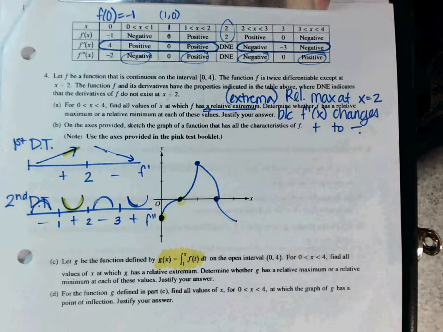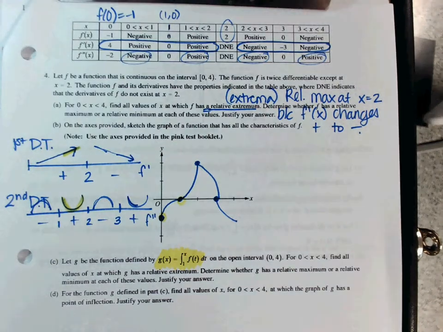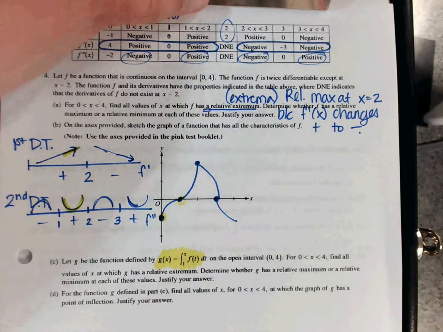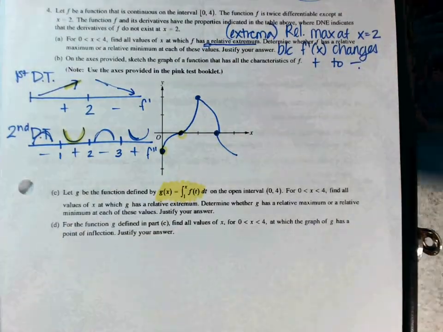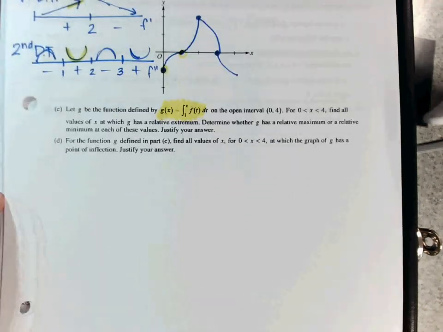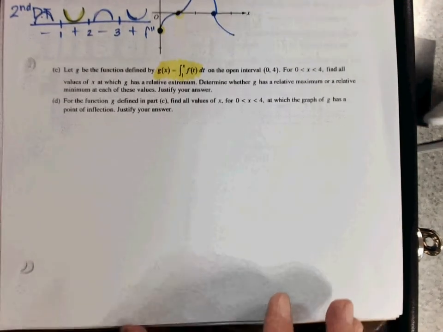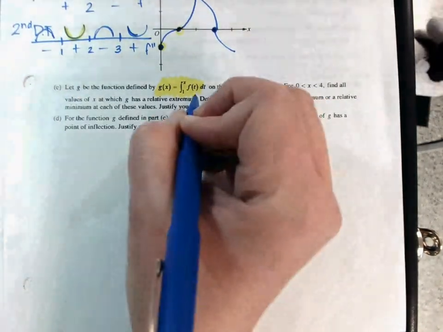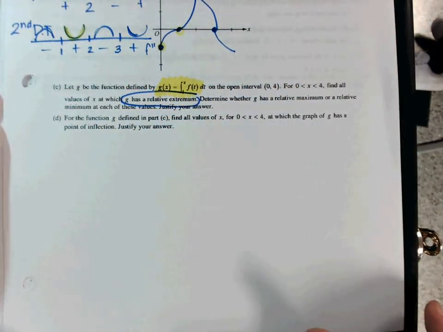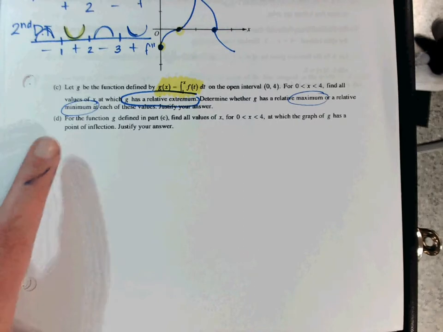Okay, so go down to part C. This is where your second fundamental theorem comes in. It says, let G be this function. Then it says, find where G has an extremum. How many is G going to have if they use the word extremum? 1 or more than 1? Extrema is plural, so extremum is 1. Good. Okay, and so find it, and then it says it's going to have a max or a min. And then really you should be able to do part D as well.